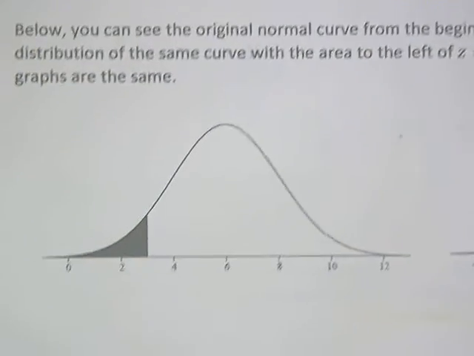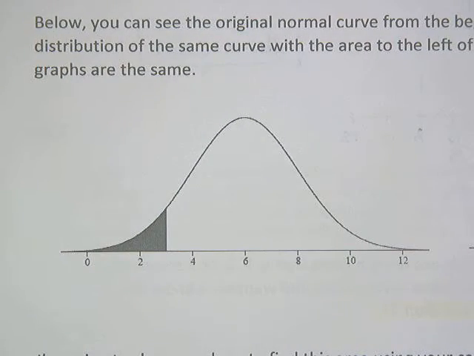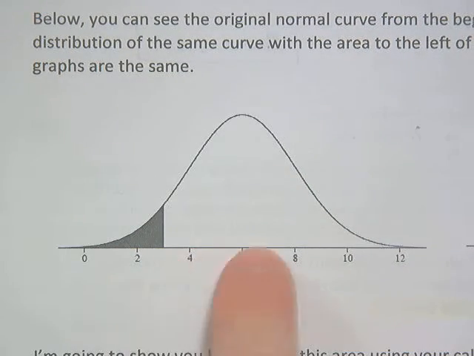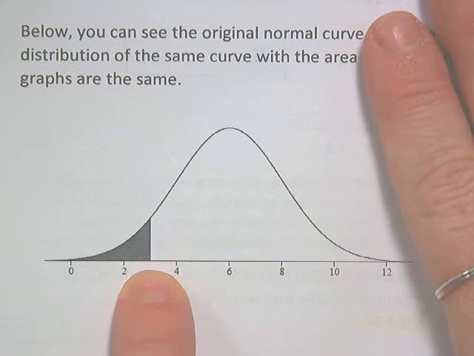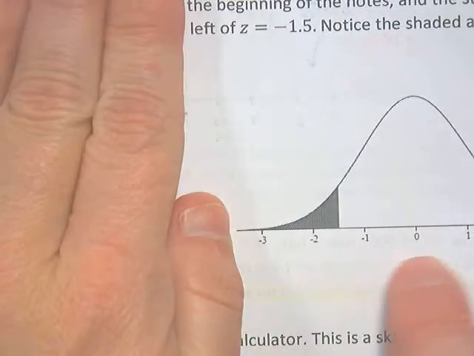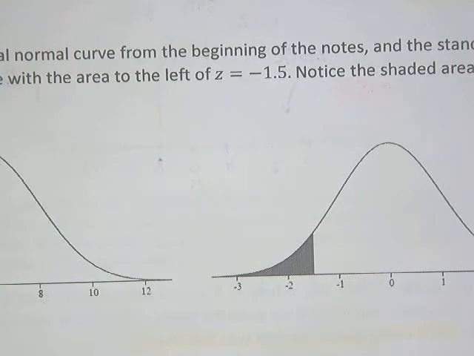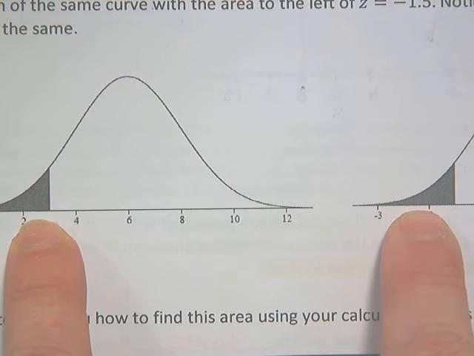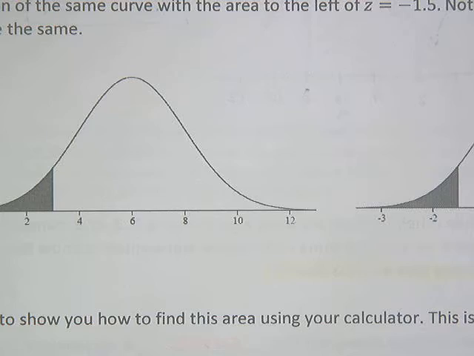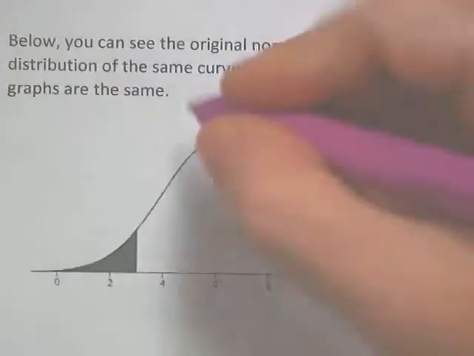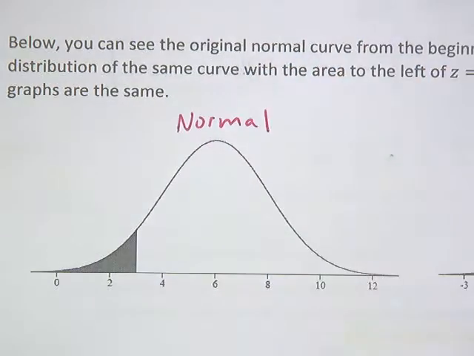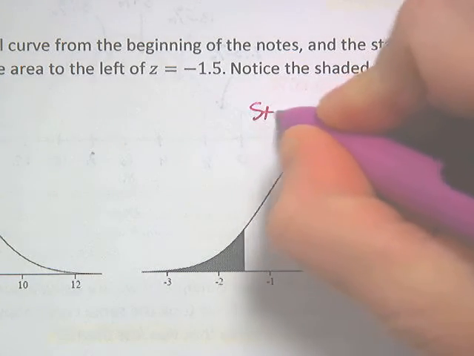Okay, now check this out. This is interesting. On the computer, I kind of plugged some things in and got it to shade for you. Here I have shaded everything to the left of 3. And here I have standardized all the numbers, and I've shaded everything to the left of the standardized value, -1.5. What do you notice about those shaded regions? They're the exact same. I want you to title this as normal. And I want you to title this one as standard normal.